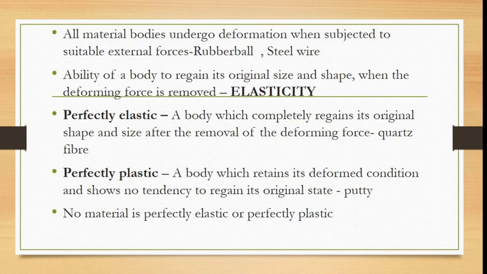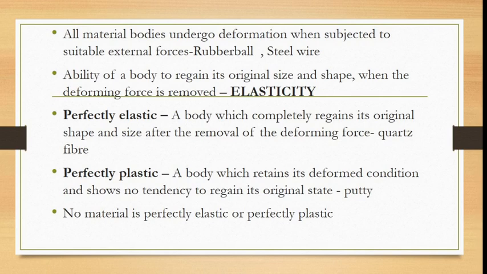And what do you mean by a perfectly elastic body? The body which completely regains its original size and shape after the removal of the deforming force, we can say that it is perfectly elastic. And if the body is unable to retain its original state, it will be perfectly plastic. That means a body which retains its deformed condition and shows no tendency to regain its original state. Such bodies are called perfectly plastic.